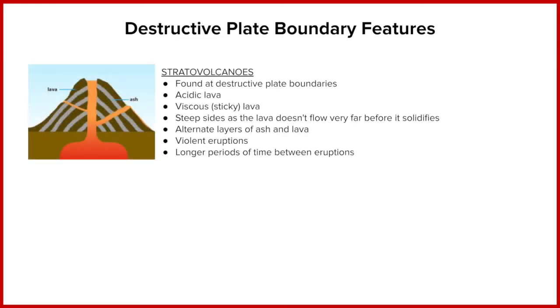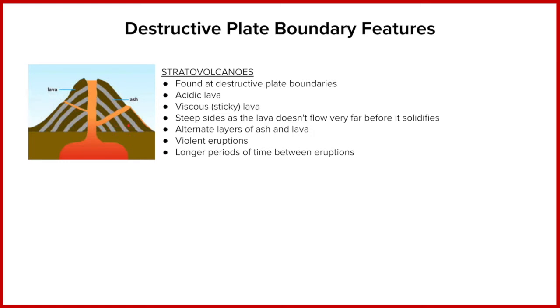For destructive boundaries, again we need to understand the type of volcano, and in this case it's called a stratovolcano. Its characteristics are different. It is much taller. These are your typical things you'd probably draw if I asked you to draw a volcano, something that looks like a mountain. They're really tall, but their base is quite narrow. And you can see on here that it's alternating layers.